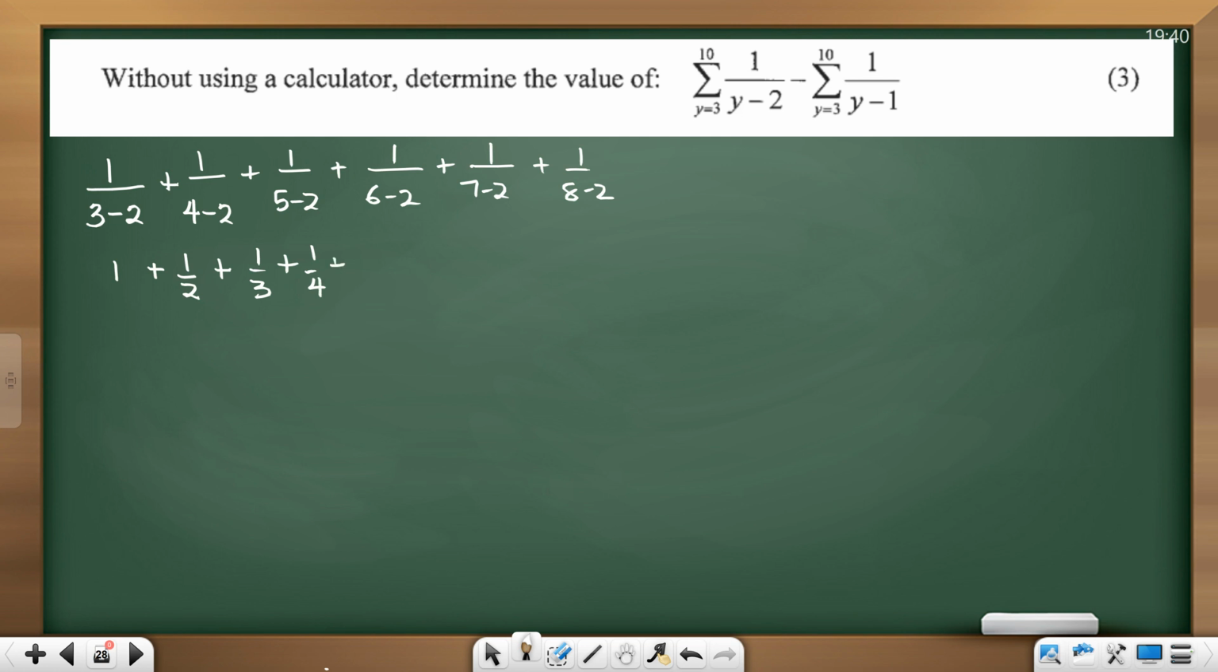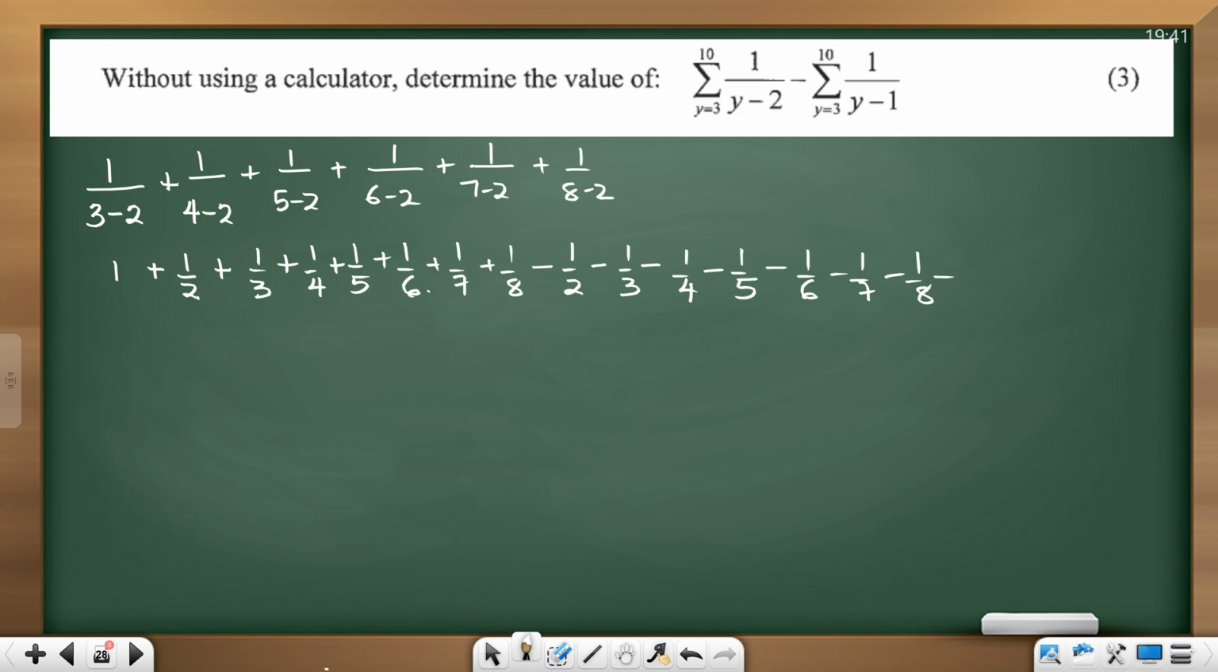Time is what? 1 over 4. They're looking for how many? 8. 1 and 1 over 8. Is that fine with you? Minus, we are now started from 3. What is 3 minus 1? Seven minus 1 over 8.